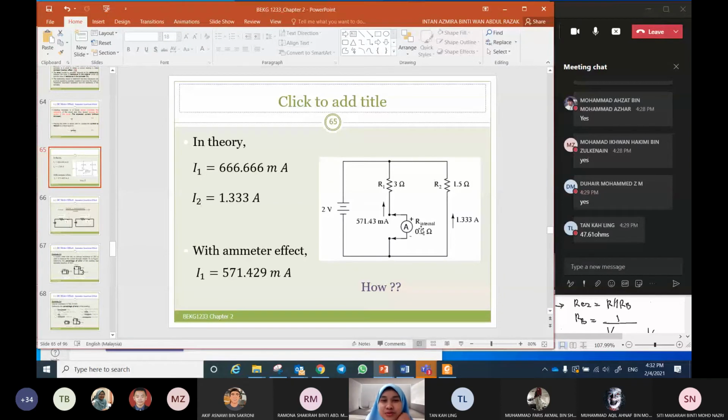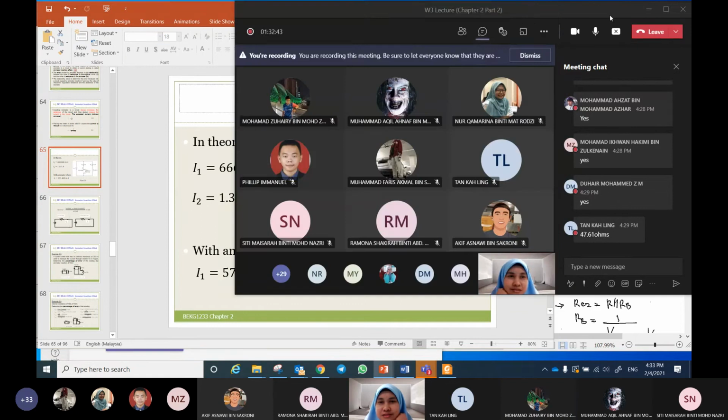How to find I2? What value divide or multiply with what value? 1.5, divide with 1.5 times 3 times 2 volt. What principle is that?